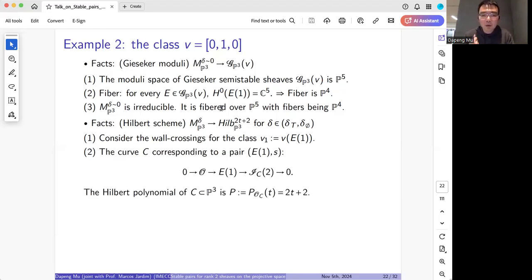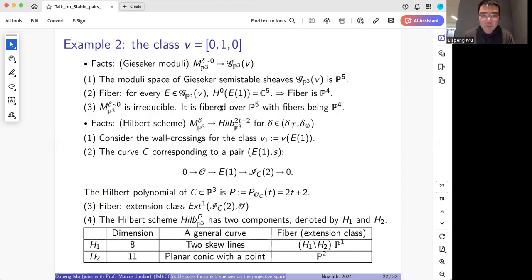Okay, so we fix this class E twisted by 1, and then I'm going to determine the corresponding curve. The curve is determined by this Serre sequence, and then you can compute that the Hilbert polynomial of C is 2t plus 2. And then the fibers are this extension class. So finally, we have this description of this Hilbert scheme. So P is 2t plus 2.